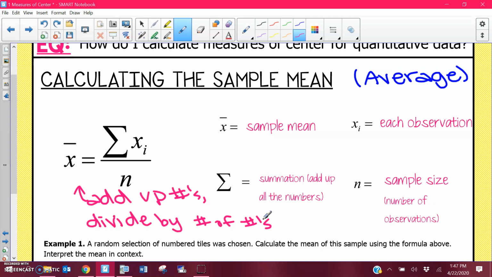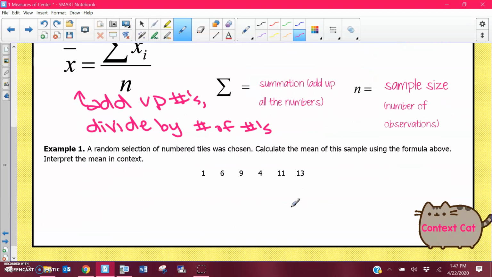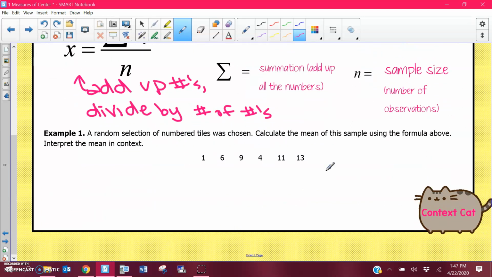So again, that's all that this weird notation means. I'm not telling you to calculate the sample mean or the mean any differently than you've always done. It's just adding a couple of new Greek letters in. So if we have something like this first example, it says a random selection of numbered tiles was chosen. Calculate the mean of the sample using the formula above, and then interpret the mean in context. You're going to see a lot of stuff like this.